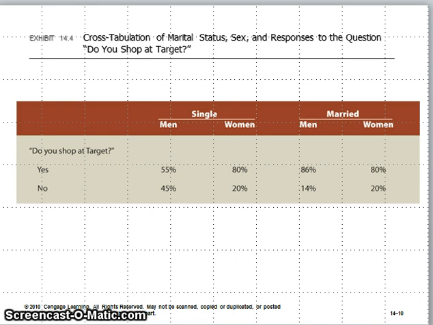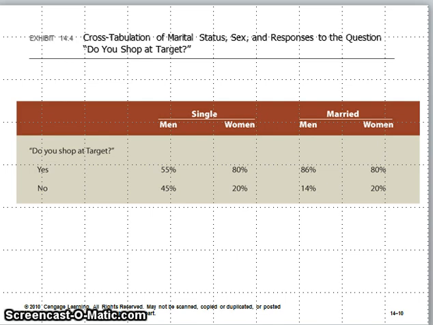If you look at Exhibit 14.4, cross-tabulation of marital status, sex, and responses to the question, do you shop at Target? It looks like we have more married men shopping at Target than single men. Because take a look, you see 86% for married men and 55% for single men. And in terms of women who are married or single, yes, 80% on both.